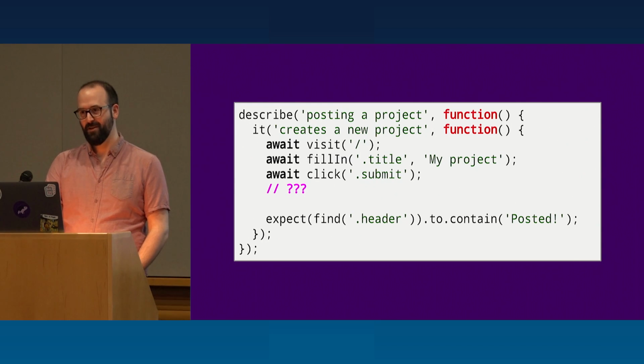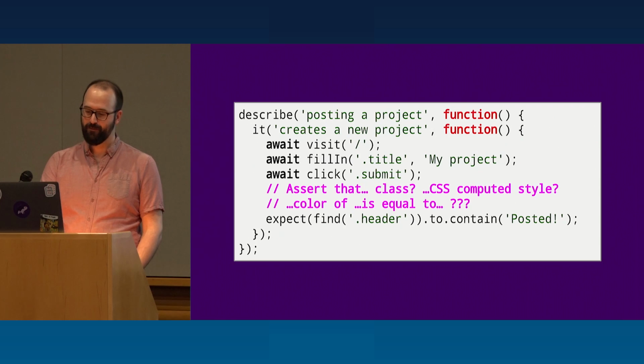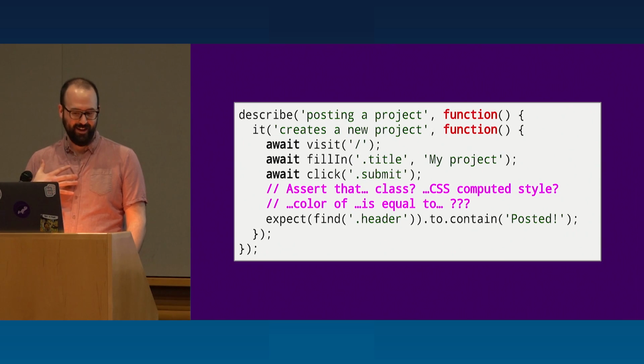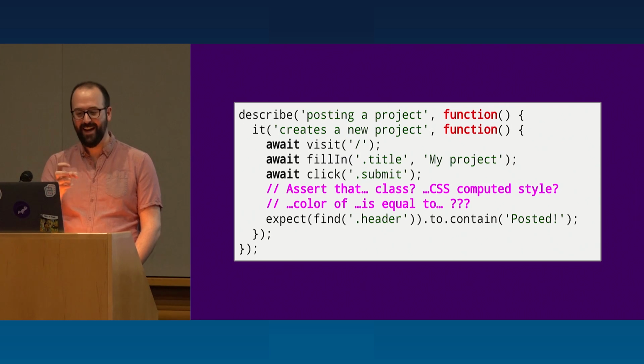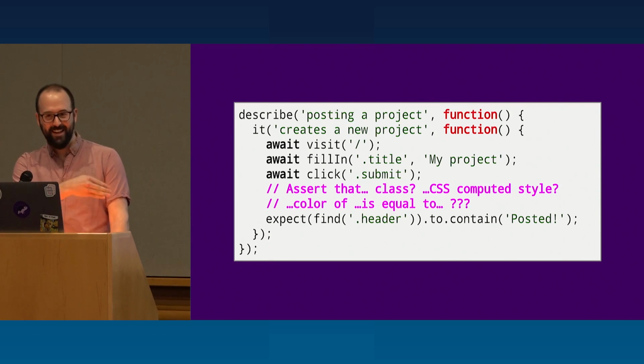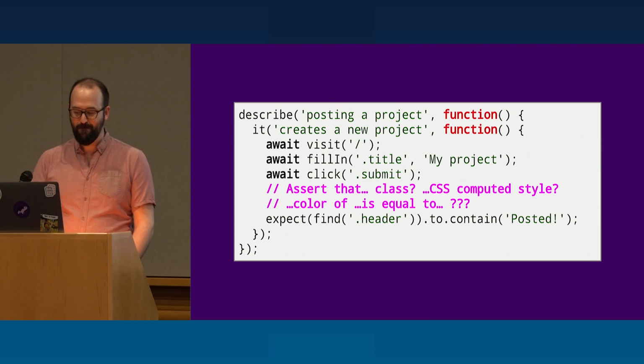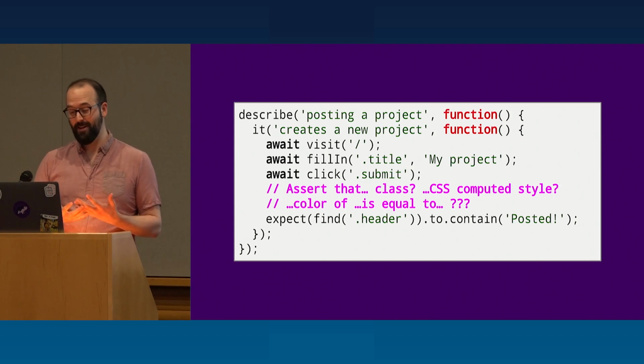So what am I supposed to do here to make this a regression test for this particular bug? Am I supposed to assert that there's some class on this thing, or that it has a CSS computed style, or that maybe the color of the thing is equal to something? And I've seen companies do this.